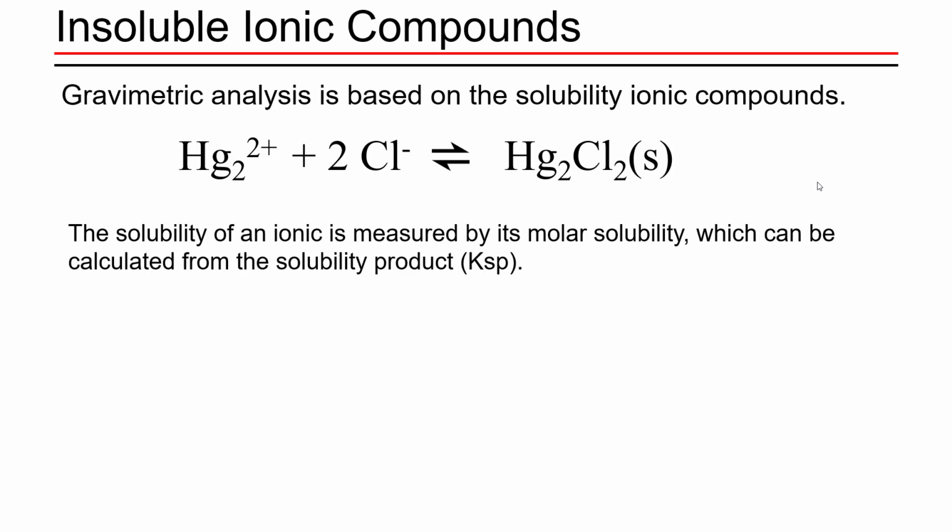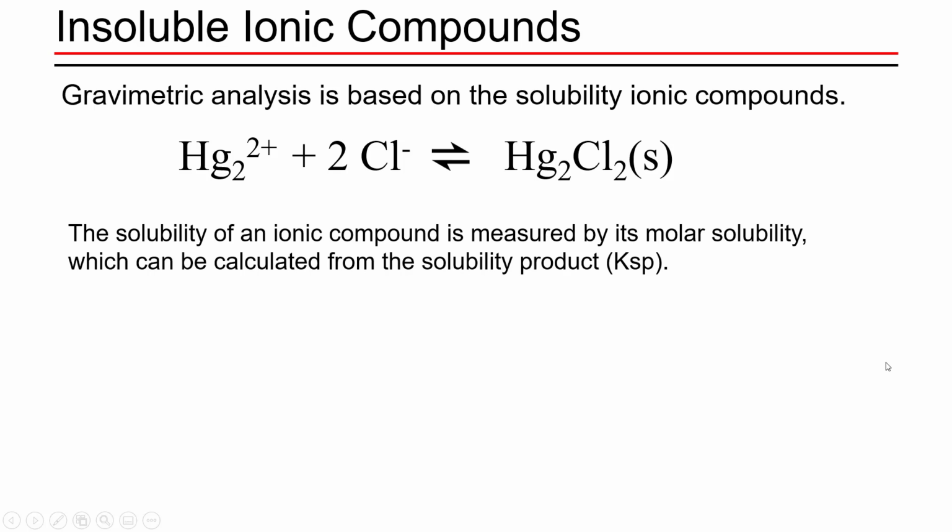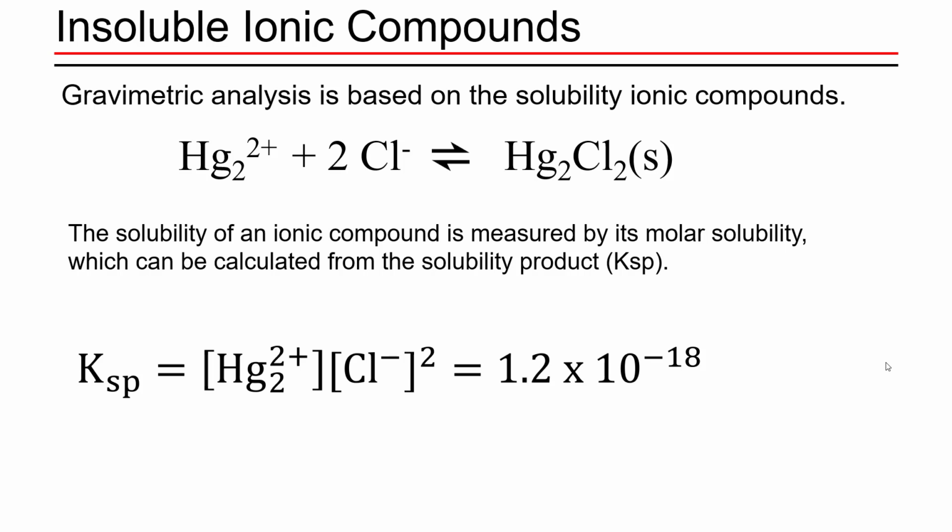But from an equilibrium perspective, we can actually put a number on the solubility of an ionic compound. And we measure the solubility of an ionic compound quantitatively in water using two measurements. One is its molar solubility, which is calculated from the other measurement, which is referred to as the solubility product, or the KSP. So the KSP is an equilibrium constant expression related to a chemical reaction in which a precipitate redissolves into solution, forming the two ions it's composed of.